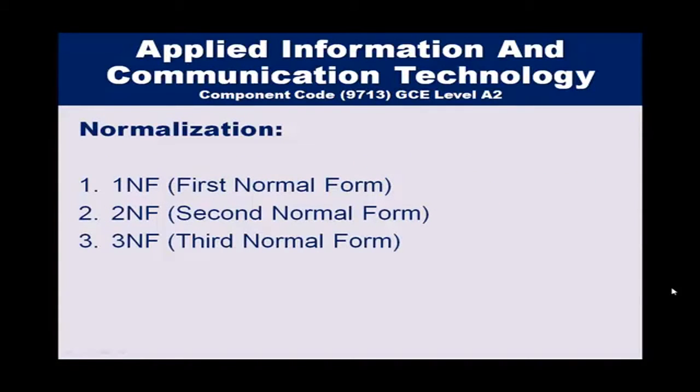Now the next one is normalization. This is a very important part of database creation and development. Now first of all, you are seeing first NF, first normal form, then second NF, known as second normal form, and the third NF, that means the third normal form. Now we will take a look at each one by one.